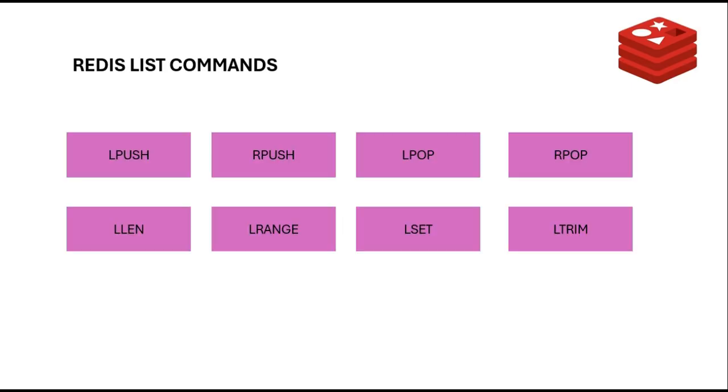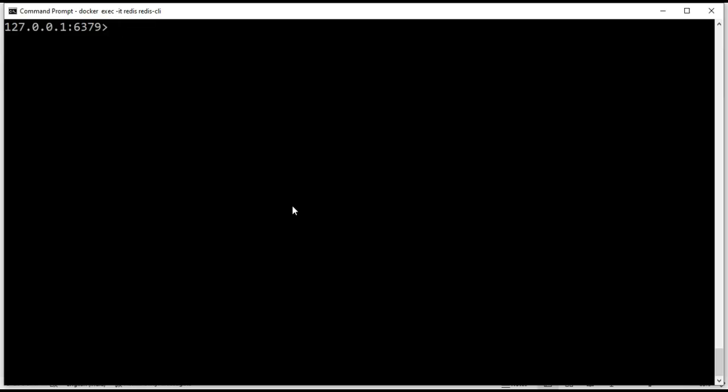These are some of the list commands which we will see in the Redis CLI: lpush, rpush, lpop, rpop, ltrim, lset, lrange, and llen. So let us go to the Redis CLI and run these commands. To get started, we can use something called rpush. rpush is going to take a key, let's say we're using nums here, and we're going to push elements into that key, into that list.